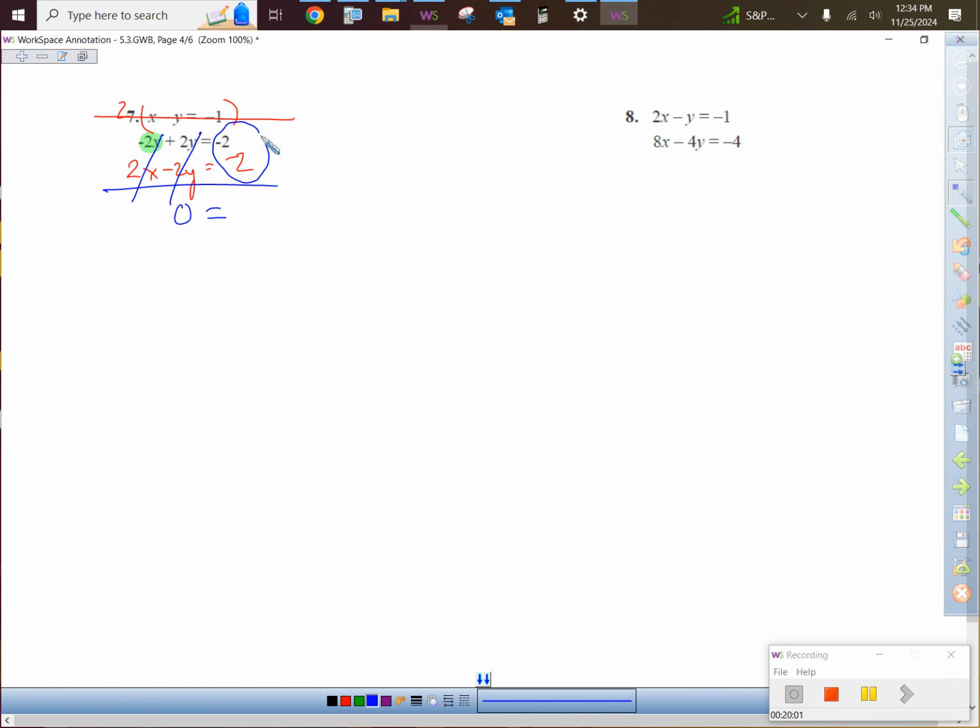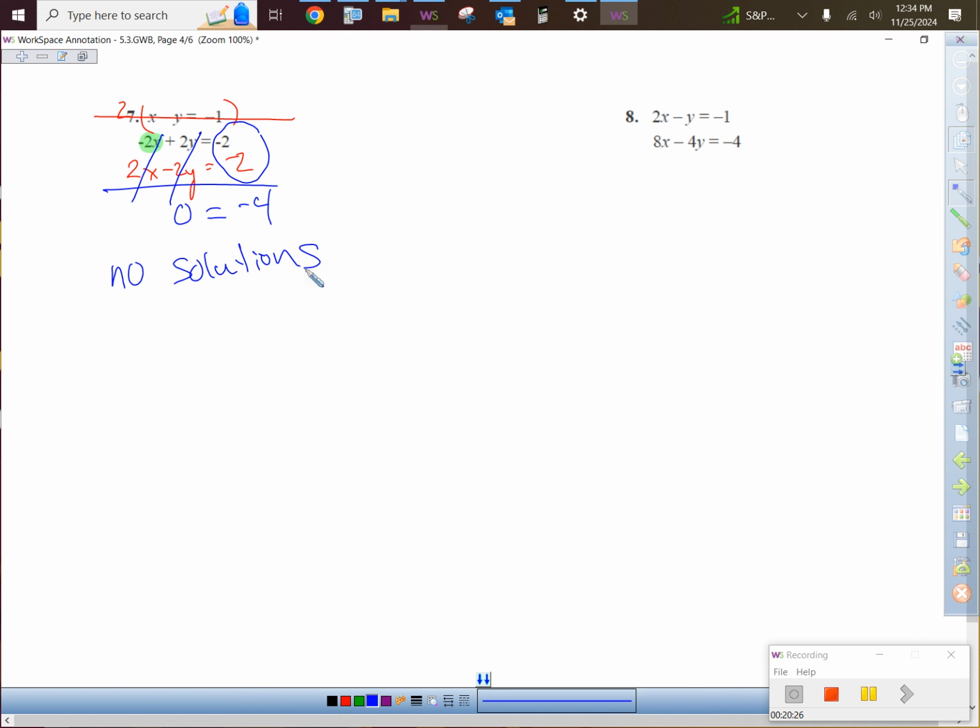Hey, what am I doing with these? Adding them or subtracting them? What did we do with everything? What have we done every single time? We've always added. What is a -2 and another -2? -4. All right? So yes or no, does 0 equal -4? Yes or no? No solutions.